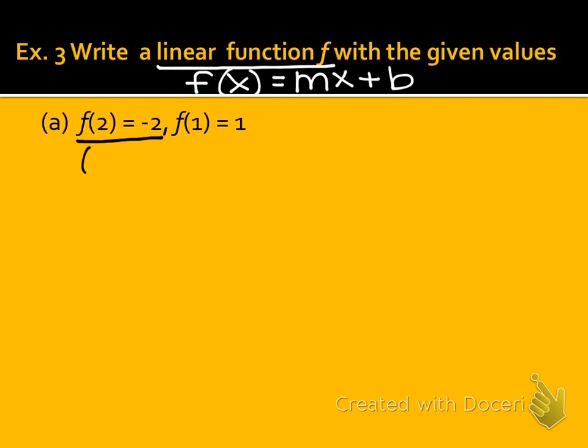0, -2? No. -2 and 1. No. 2 and 1. Talmadge. 2, -2. 2, -2. Good job. All right, let's look at it.